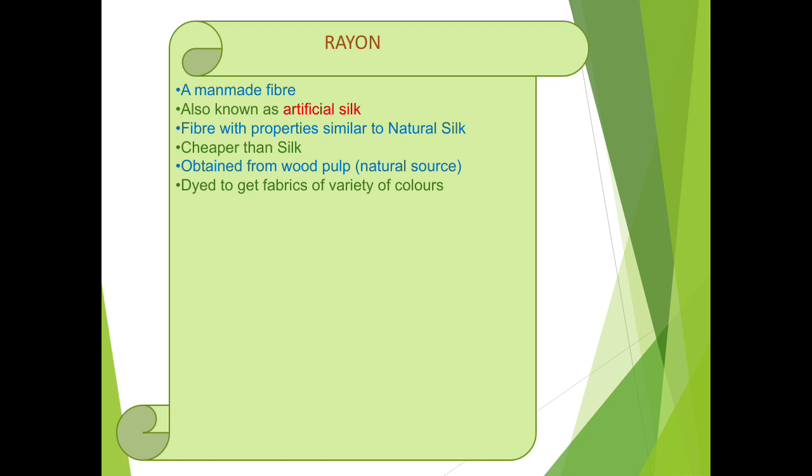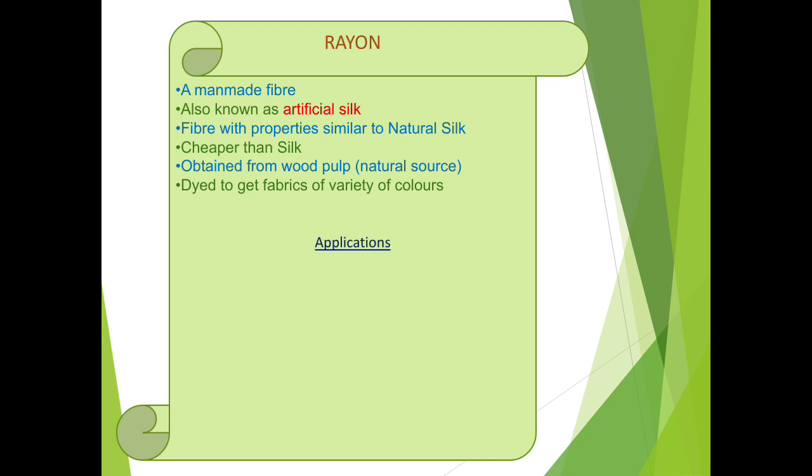And you know that the natural silk that is obtained from silkworm is very much expensive, but the rayon, that is the artificial silk, is cheaper than natural silk. And how is this rayon prepared? We know that it is prepared from some chemical substance or some natural source other than plants or animals. Yes, the rayon is prepared from wood pulp. Okay, wood pulp. Then the rayon can be dyed to get fabrics of variety of colors. That is, we can form different colors of rayon by coloring it with different colors of dyes. Okay.